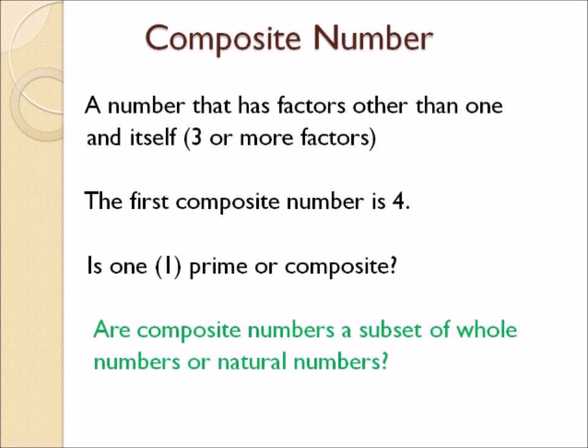Composite number. A composite number is a number that has factors other than 1 and itself. So it has 3 or more factors. So if it isn't prime, then it has to be composite. The first composite number is 4.